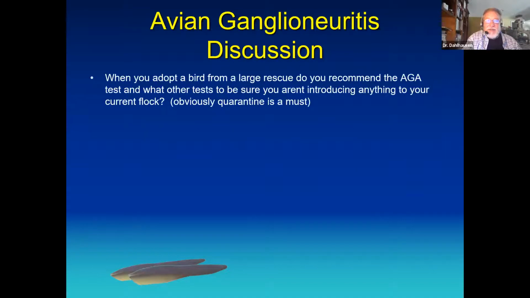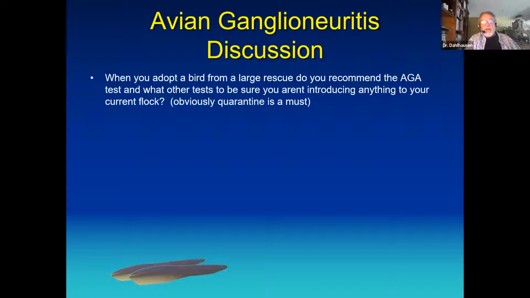When you adopt a bird from a large rescue, do you recommend the AGA test? What other tests to make sure you aren't introducing anything into your current flock? Quarantine is a must. Psittacosis. Yeah, psittacosis is a biggie. It's still out there. Beak and feather disease is actually increasing. So if you've got a species that may be susceptible, we're seeing that increasing because a lot of people have just stopped testing for it. Herpes virus, Pacheco's, polyoma, not so much.